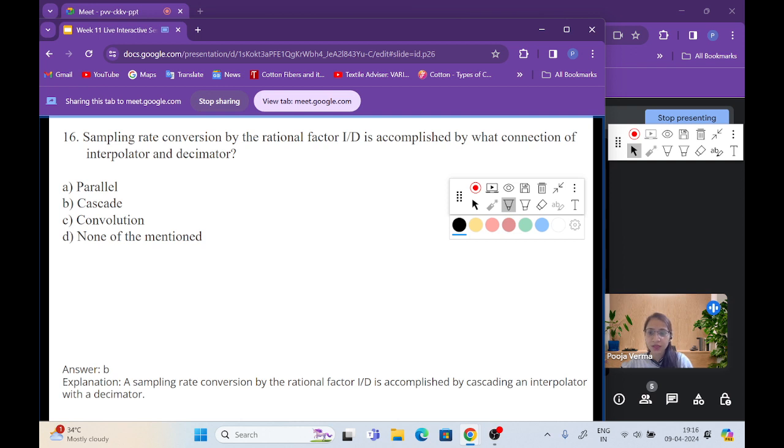Sampling rate conversion by a rational factor I by D is accomplished by what connection of interpolator and decimator? Option A is parallel, option B is cascade, option C is convolution, option D is none of the mentioned. So already we have seen in the slides and in the lecture video the sampling rate conversion system by a rational factor. What is the relation? Fy by Fx is equal to I by D, or the output of the system is I by D into Fx.